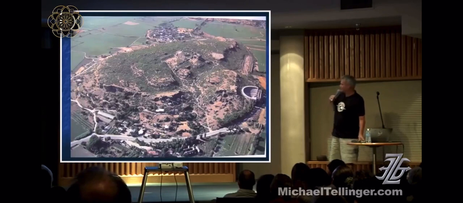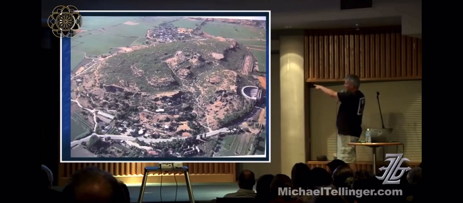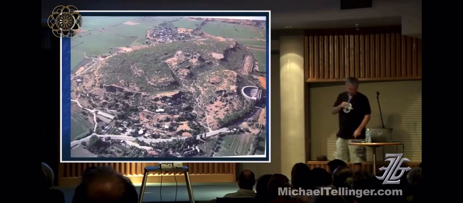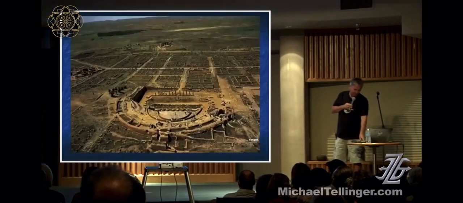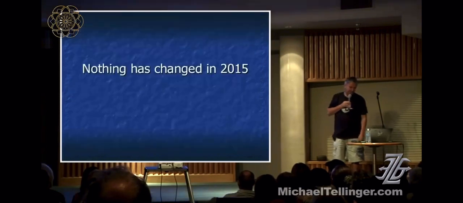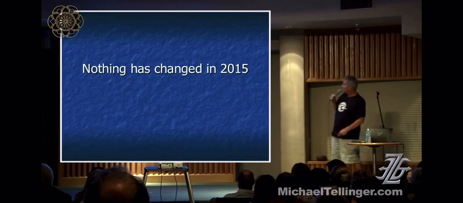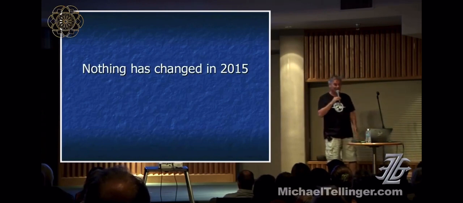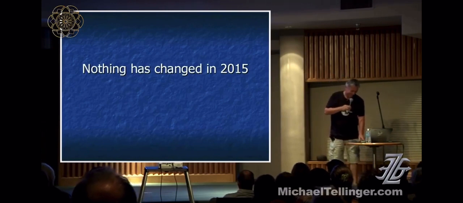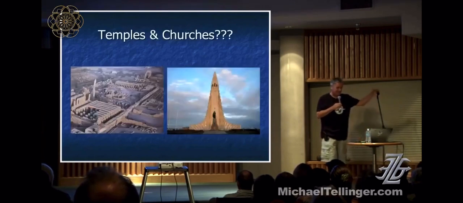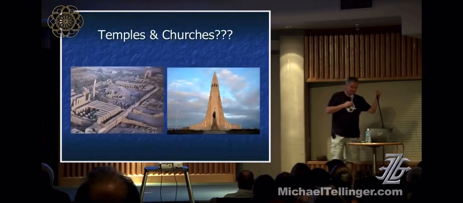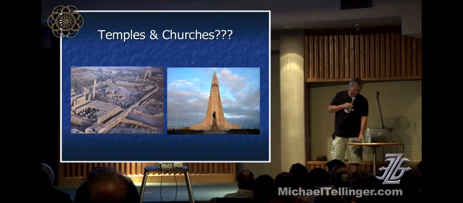There's another one. The circuit board was on top of the mountain, and the source code for it was the amphitheater on the side. Here's another amphitheater right in the middle of a circuit board. This is in Algeria, North Africa. And since 2015, this shows you, I should update this. Nothing has changed in 2017. The templates and temples have just become churches.